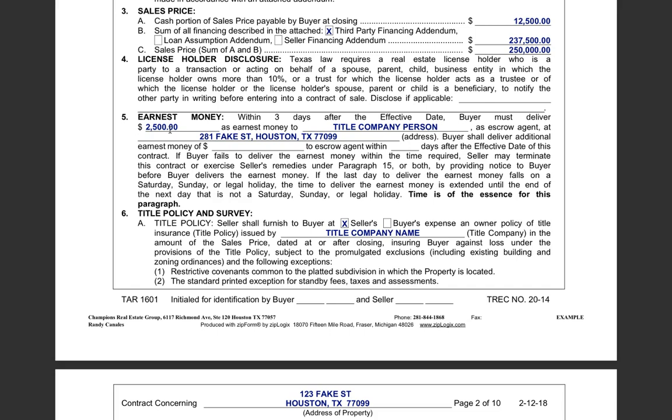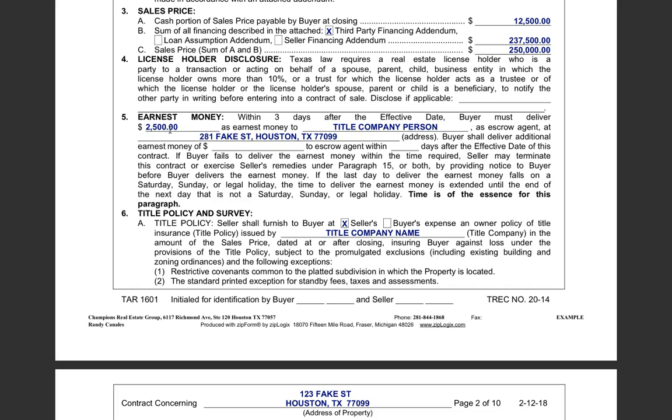If the property doesn't close for whatever reason, let's say the buyer backs out and it's within the contract that they're legally able to back out without any repercussions, then that $2,500 will be refunded to the buyer. If they're backing out of the contract and they don't have a contingency to back out, then the earnest money in that situation will go to the seller, where the seller will actually be able to keep it.